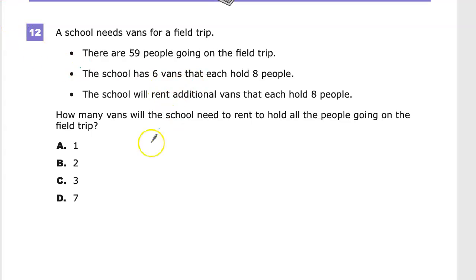So now I'm going to show you the way that I would do this problem. So, I would do it a more traditional route, but feel free to do whichever way makes the most sense to you. So, I'm going to take our 8 people here and divide 59 divided by 8. So, this is going to get me the total number of vans.